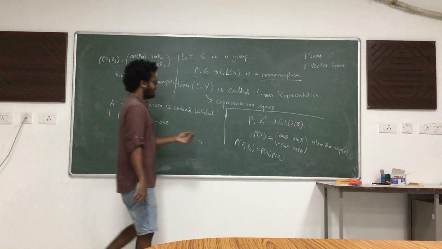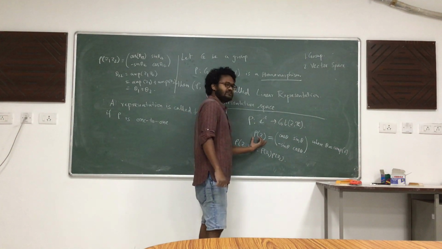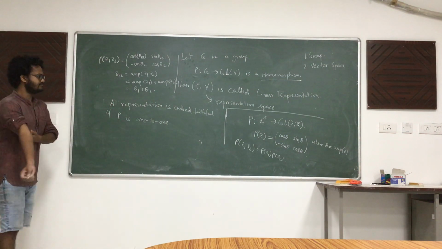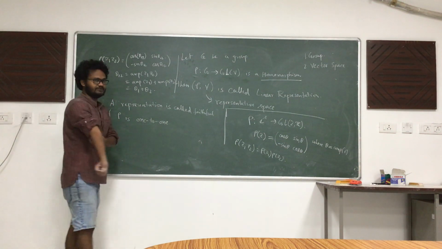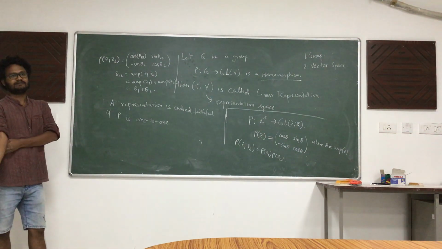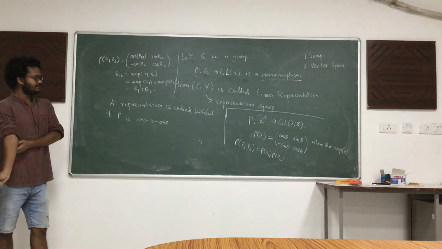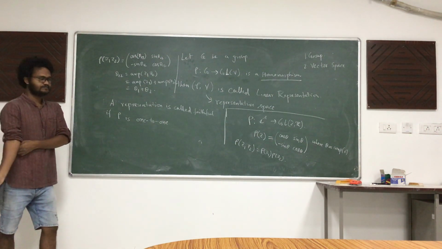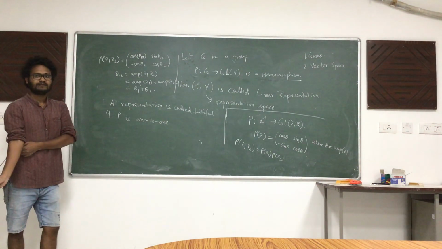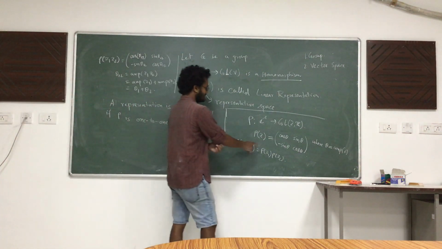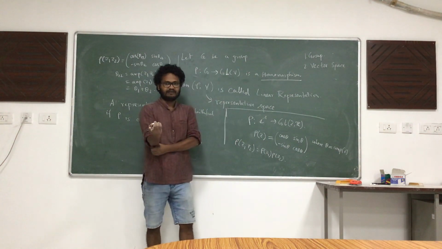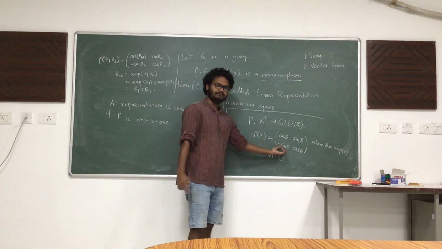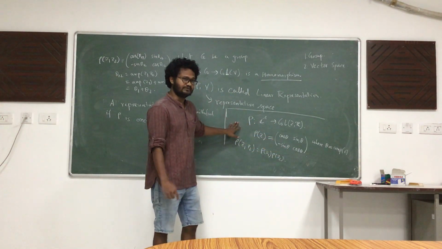What does that mean? Okay, so can you tell whether this is a faithful representation or not? The last example. Why not? It is a many to one mapping, because the modulus part we are actually ignoring. So any modulus with the same amplitude will go to the same vector. So this is not a faithful representation.